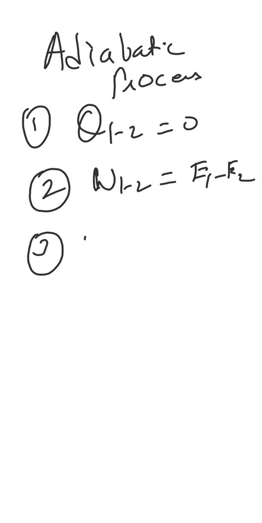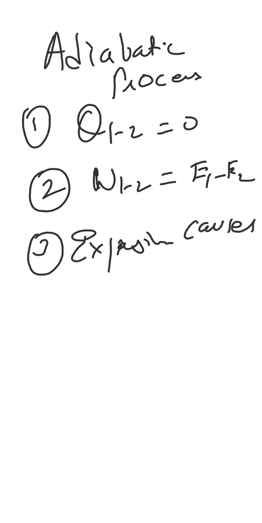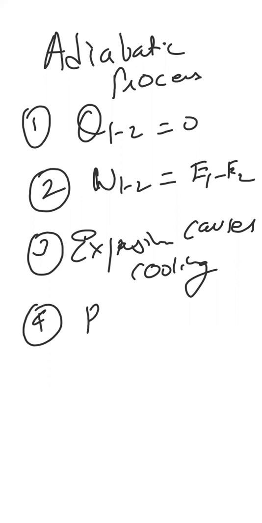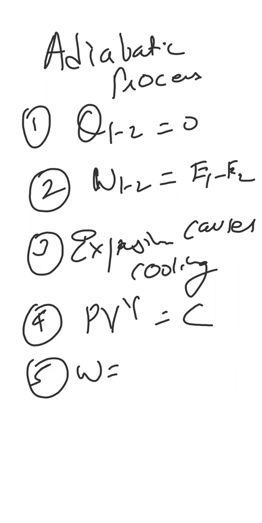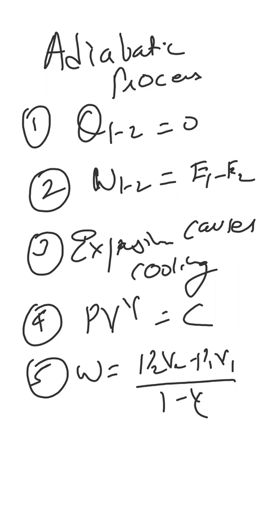Third, expansion causes cooling, a temperature drop. Fourth, PV power gamma equals constant. Fifth, work done is (P2 V2 minus P1 V1) upon (1 minus gamma). These are the 5 aspects of adiabatic process. If you have noted these 5 aspects, just raise your hand.